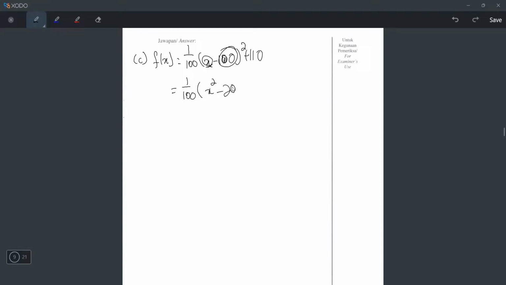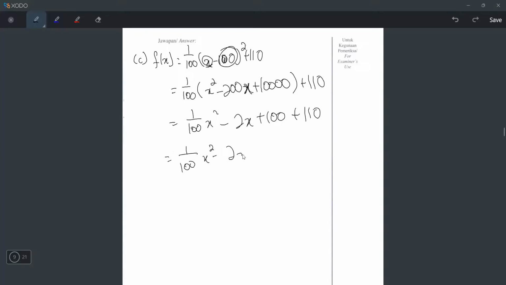Negative 100x times 2 is negative 200x, and then negative 100 squared will be positive, because negative squared, the negative disappears already. And then 10,000, and then close bracket plus 110. Okay, and then multiply in, you get 1 over 100x squared, multiply 2x, multiply 100, and then plus 110, right? And then you get 1 over 100x squared minus 2x plus 10. And I think I already successfully changed the equation from vertex form to general form. And now you know your A is 1 over 100, you know your B is -2, you know your C is 210.